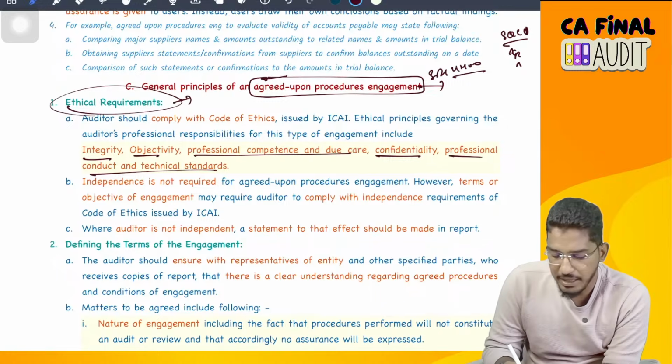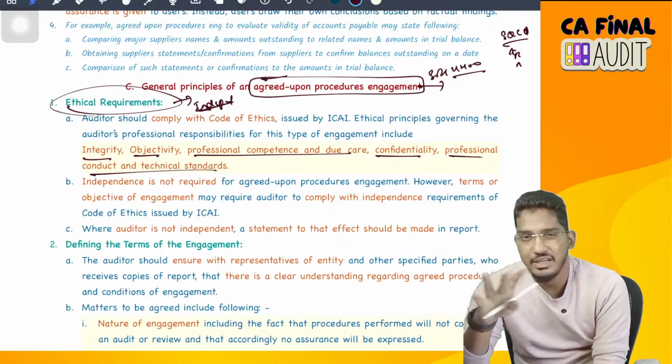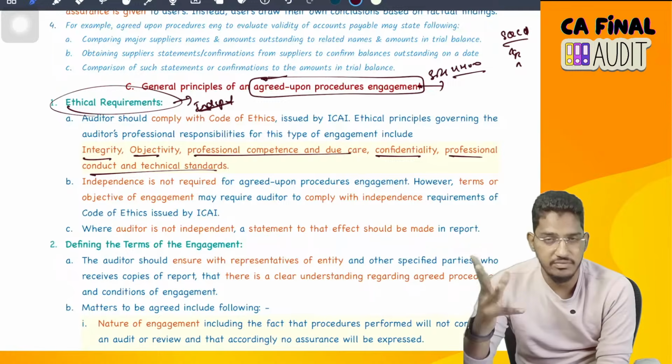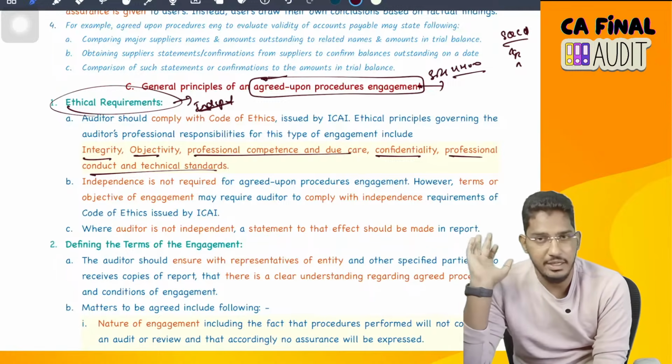Sir, is the practitioner required to be independent also? Here independence is not required unless the terms of the engagement specifically mention it. By default, there is no requirement of independence here.